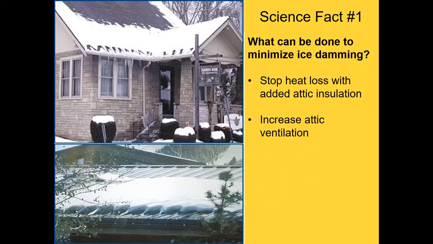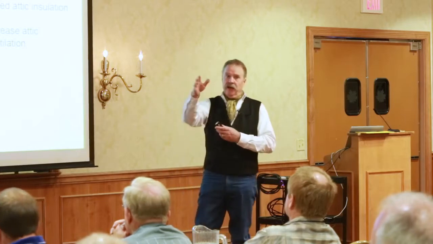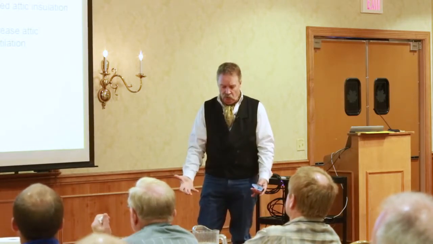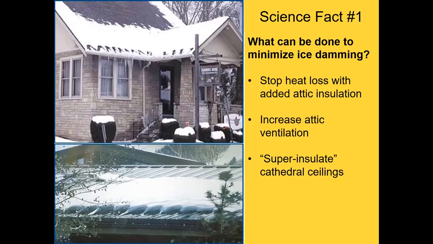Point two, increase the attic ventilation. So if you have an attic space, make sure you're introducing cold air to vent out and exhaust. You know, when the warm air migrates through the attic floor, vent it out of there. So now keep the attic at a closer temperature to the outside temperature, and you'll reduce the tendency for roof icing.